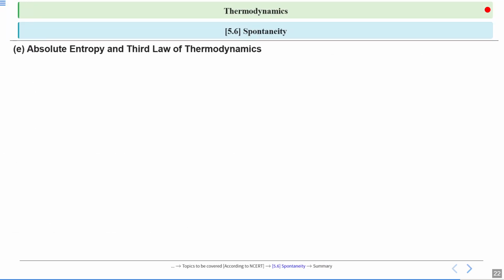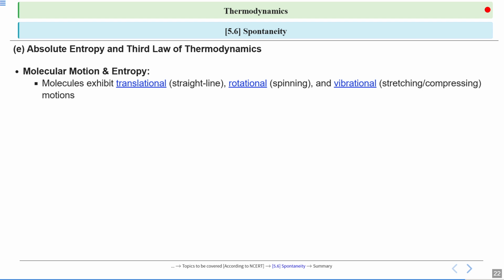Now let us describe the last thing, which is absolute entropy, and with that we will also try to define the third law of thermodynamics. Now, to understand that, we first have to know what molecular motion is and what its relation with entropy is.